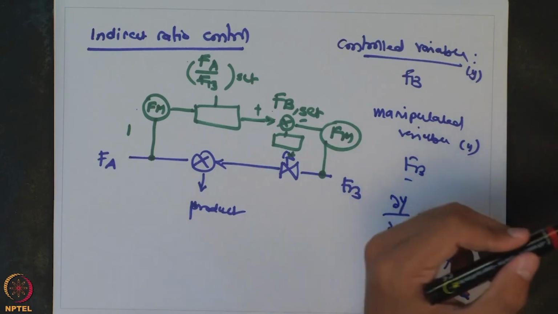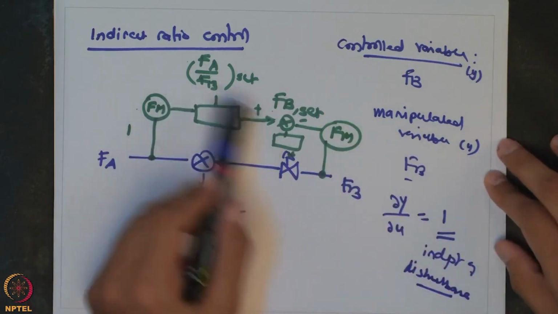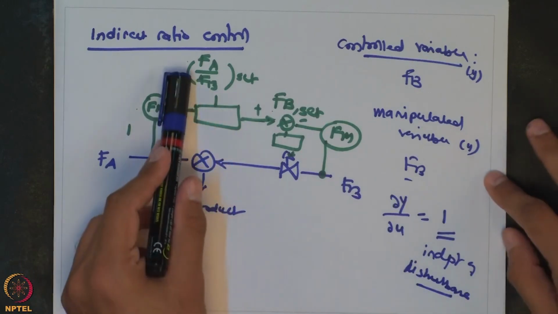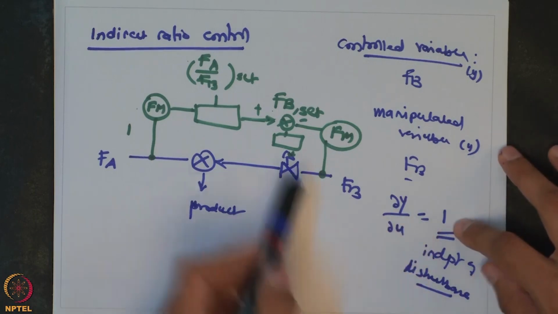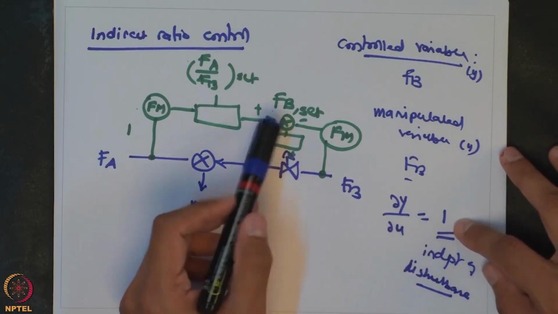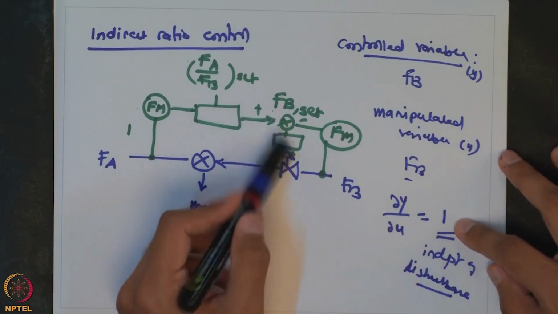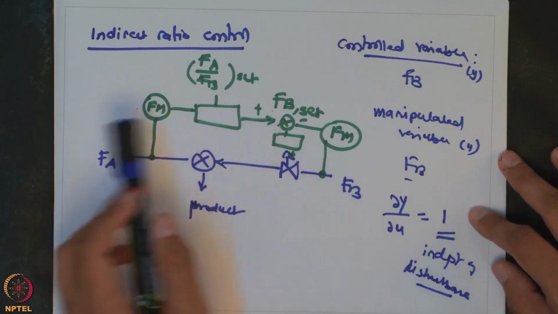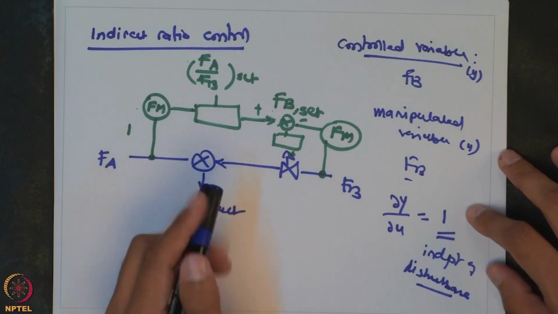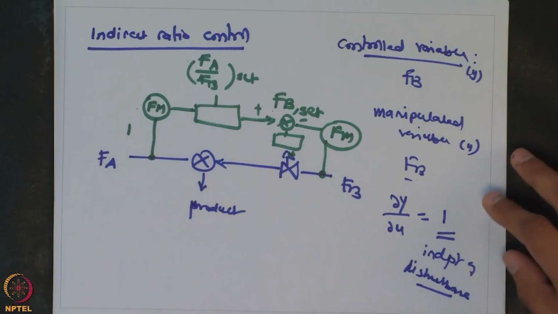So you can see that by simply rearranging the way we are using the desired ratio, we are now able to make sure that the system is linear, so that any PID controller will give you good result. So that is why indirect ratio control is preferred over direct ratio control. So that was ratio control.